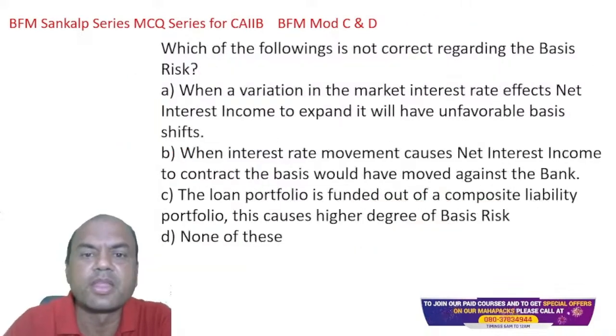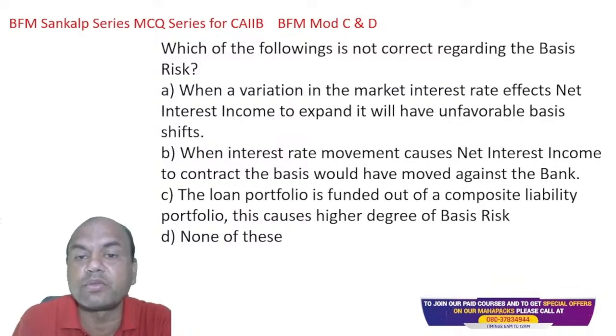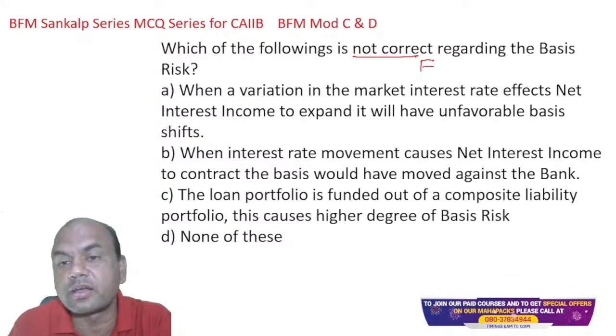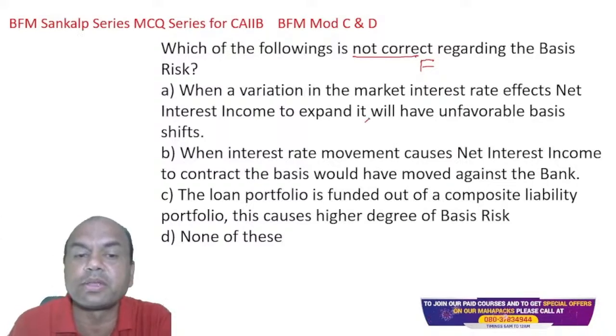Which of the following is not correct regarding the basis risk? Not. So again, we want what? False. Always immediately mark this. You want the false answer. When the variation in the market interest rate affects net interest income to expand it, it will be unfavorable basis shift. So net interest income is expanded.